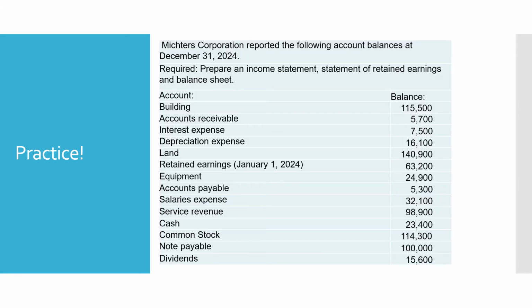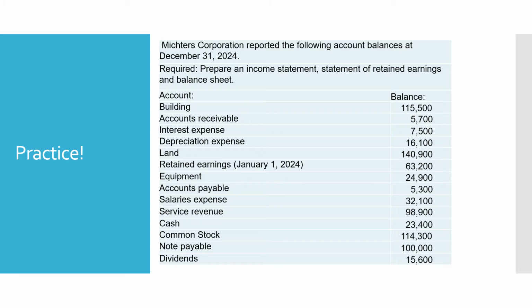So here we have a set of information, and what we want to do here is prepare an income statement, a statement of retained earnings, and a balance sheet. If you get to your balance sheet and it balances, then there's a good chance that you've done this correctly.